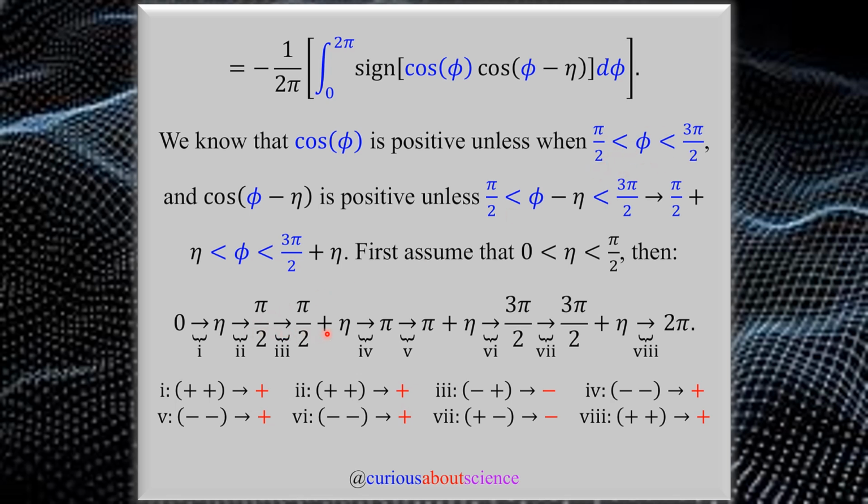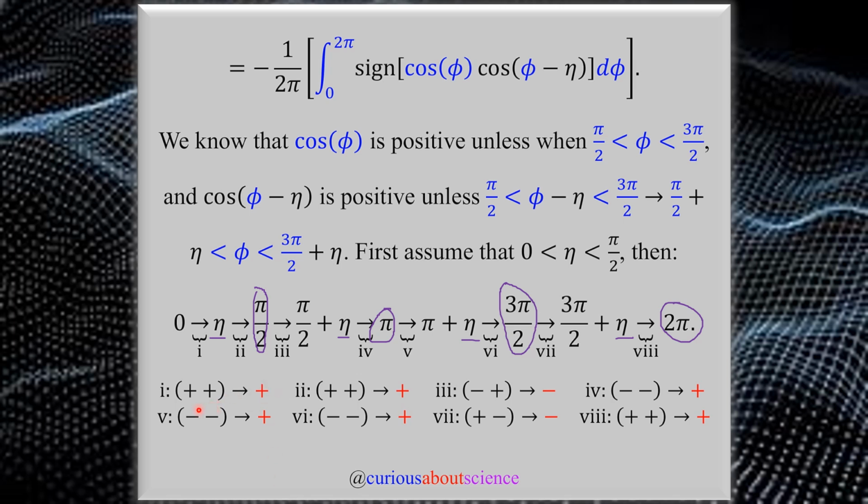If I add eta to pi over 2, then I go to pi, then pi plus eta, then 3 pi over 2, then 3 pi over 2 plus eta, finally to 2 pi. If we mark this out, we see that our turning points classically are pi over 2, pi, 3 pi over 2, and then 2 pi. So now we just have the weirdness of adding eta in between every segment: eta, eta, eta, and one more. Now we can see that we're going to have different combinations of plus or minus here.